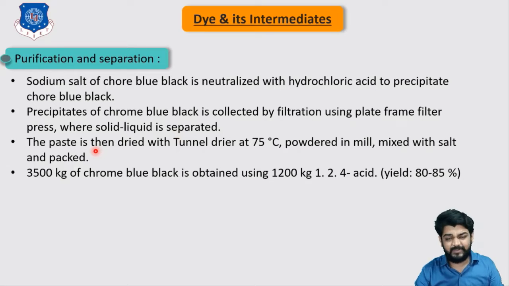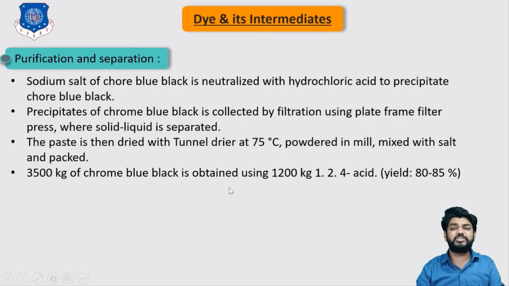Now liquid is being sent to the effluent treatment, and solid is then again sent to the tunnel dryer, which operates at 75 degrees Celsius, where we get the fine powder of our product. And then this fine powder is sent to the milling unit, where we get the fine granules of our final product. After which we add some salt so that we can ensure a sufficient amount of purity, in order to maintain the required purity of our particular product.